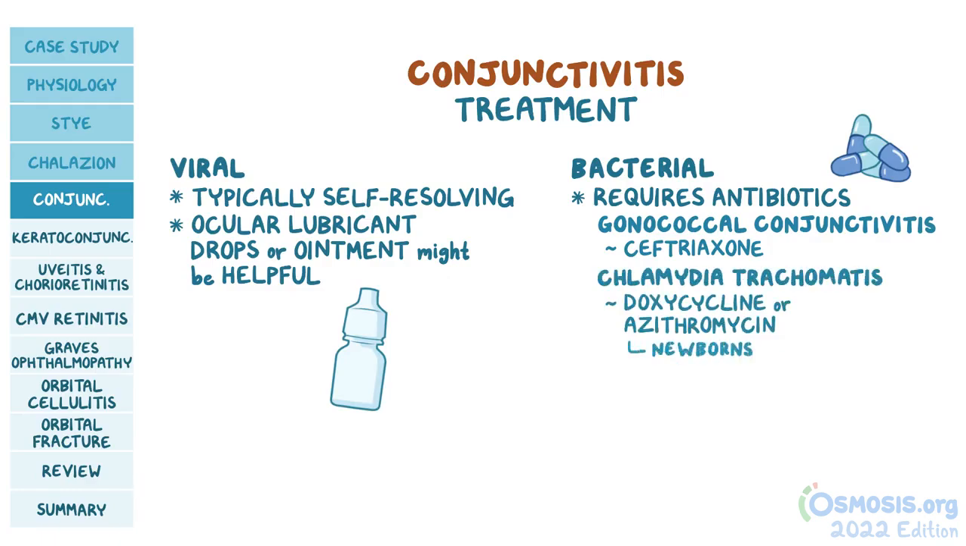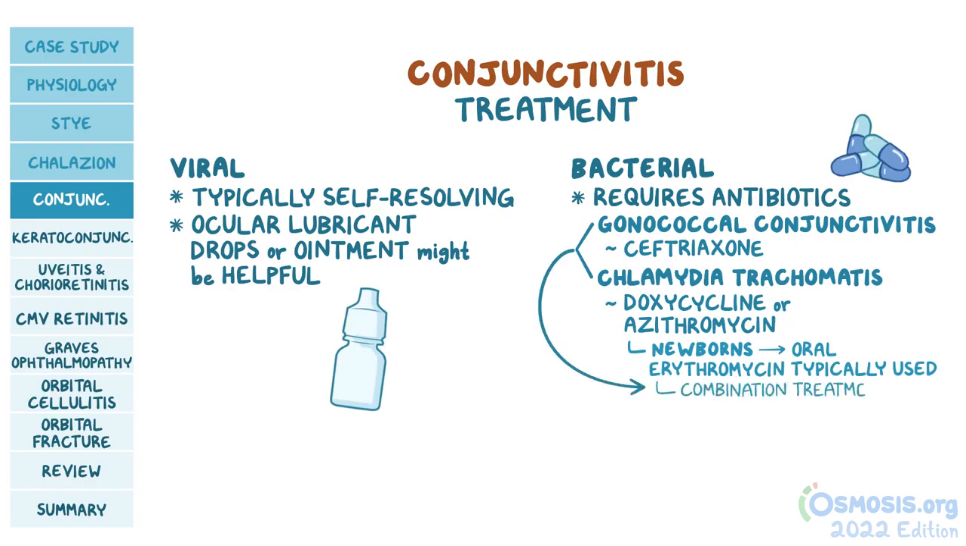For newborns with chlamydia trachomatis, though, oral erythromycin is typically used. If simultaneous gonococcal and chlamydial infection is suspected, combination treatment includes doxycycline or a macrolide plus ceftriaxone.